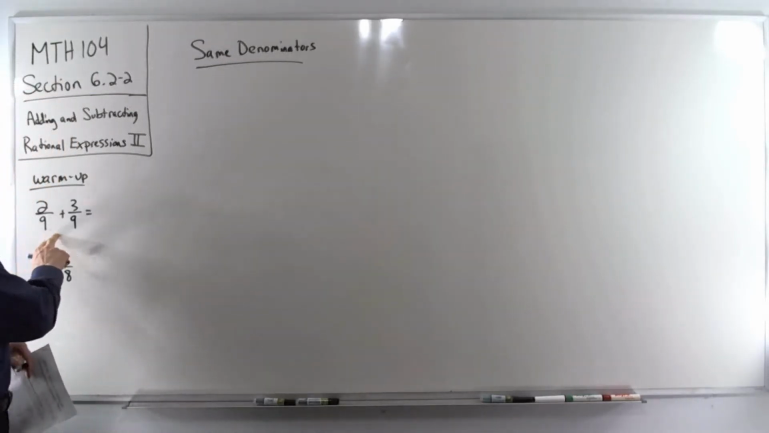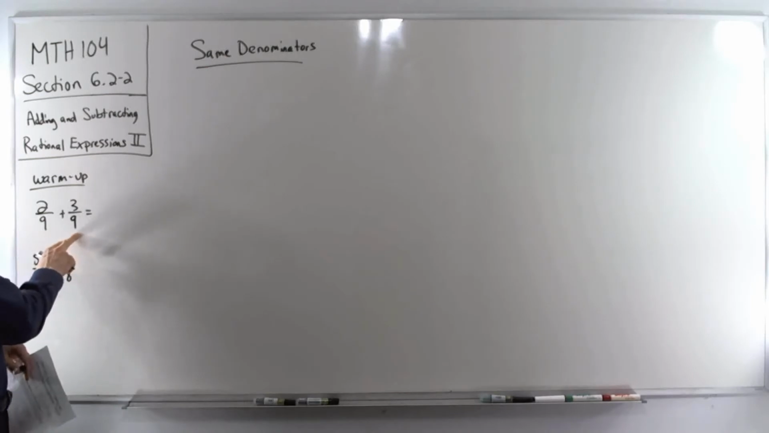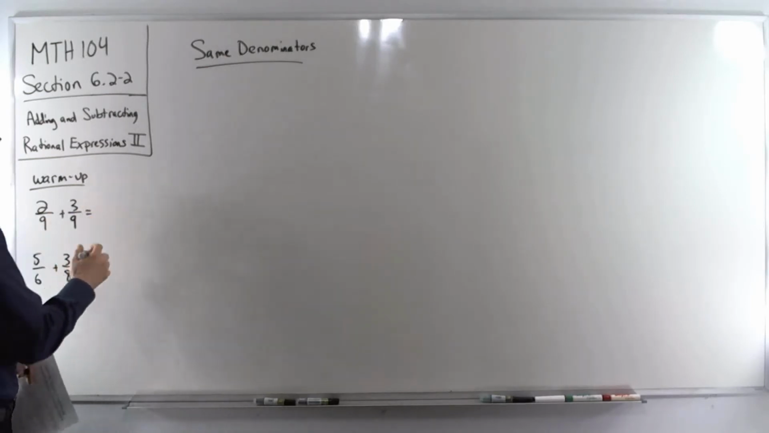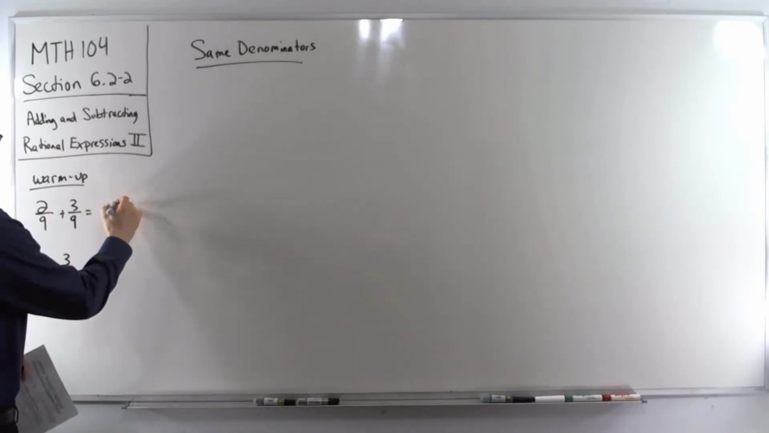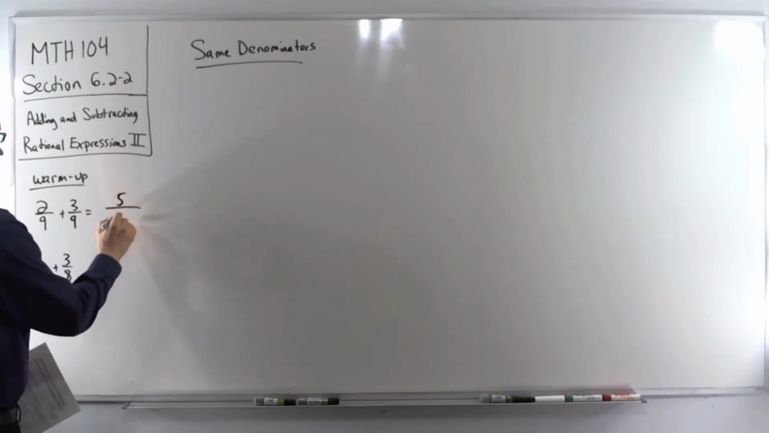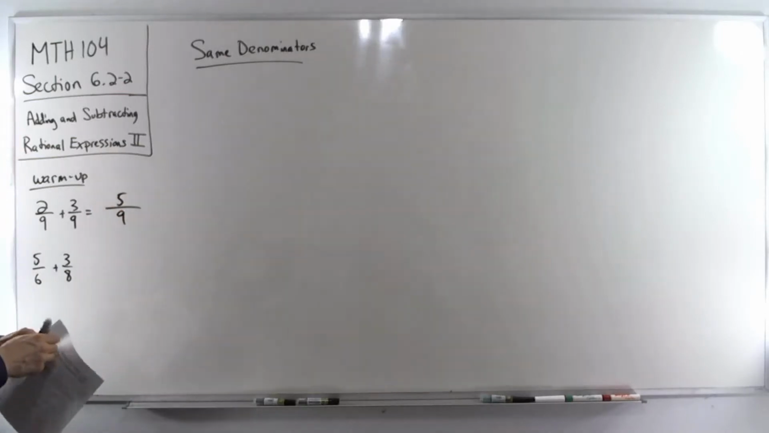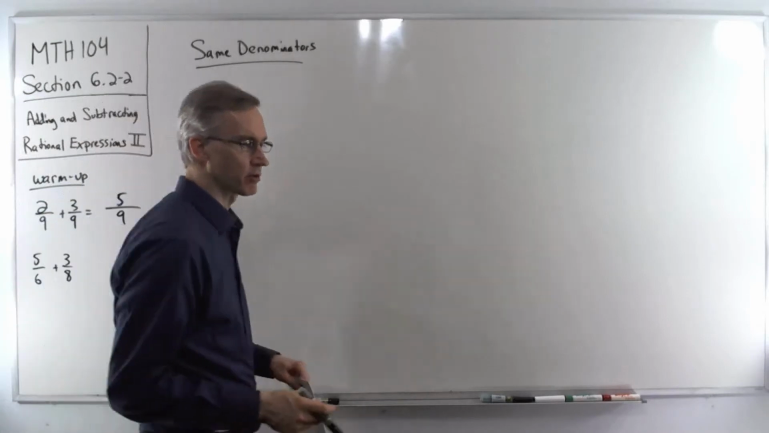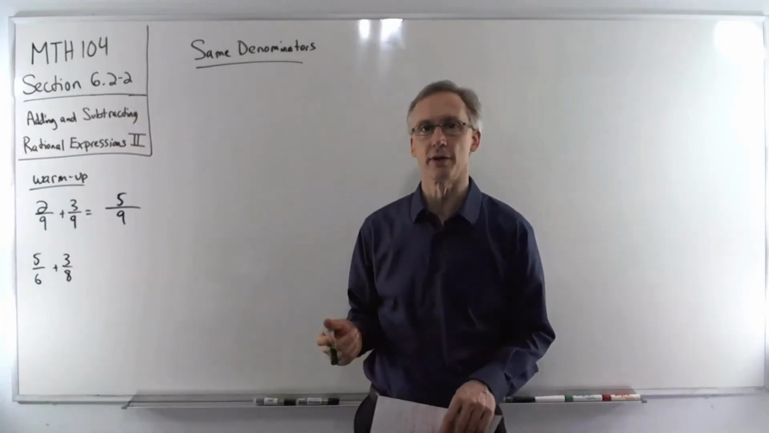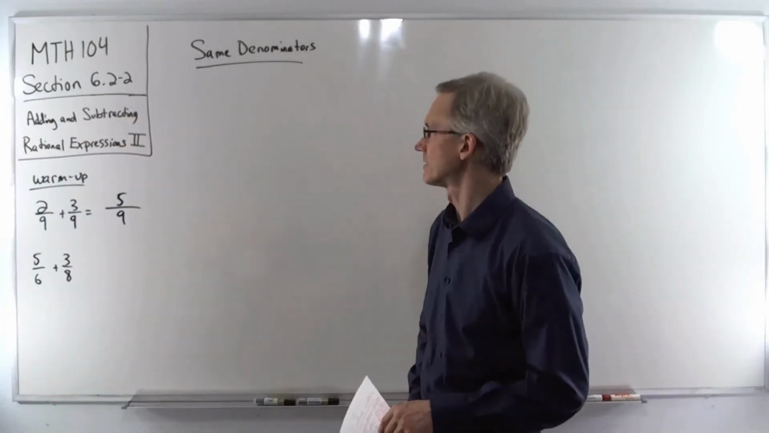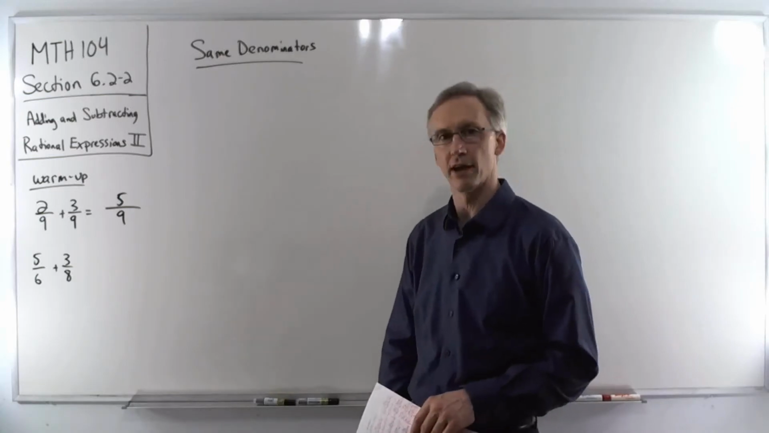So the first one, we already have a common denominator. So all we have to do is go ahead and add straight across. 2 plus 3 is 5. And now the denominator stays the same. Now in math, it's really important to know why we're doing the things we're doing. So why does the denominator stay the same when adding or subtracting fractions?